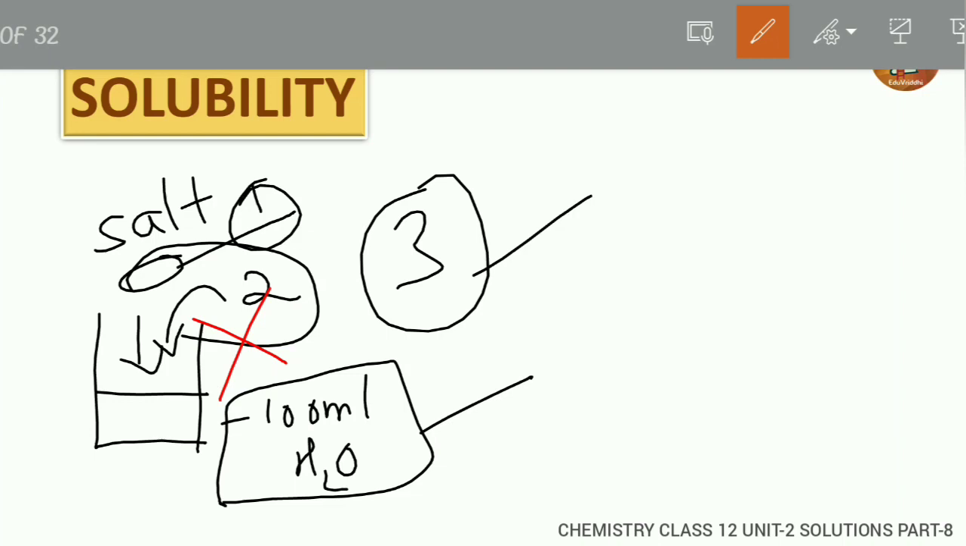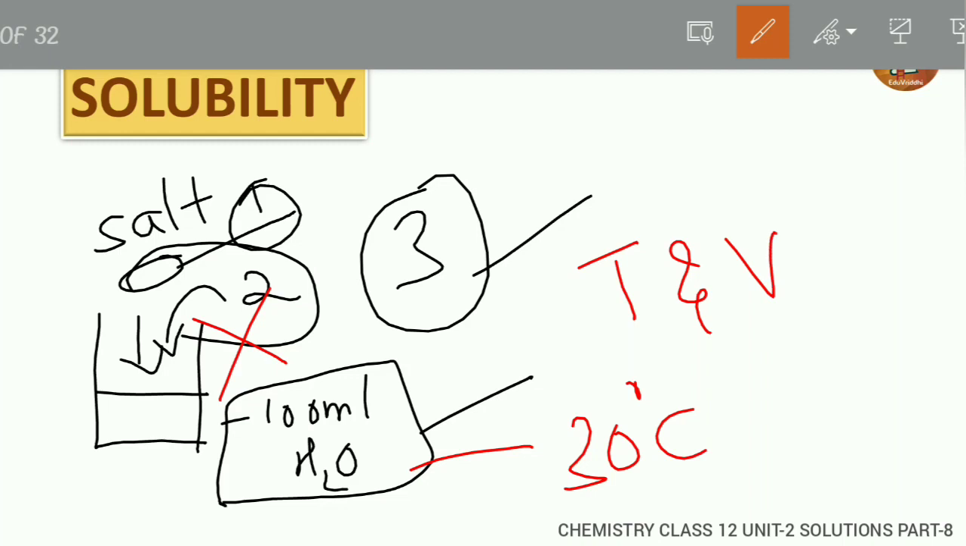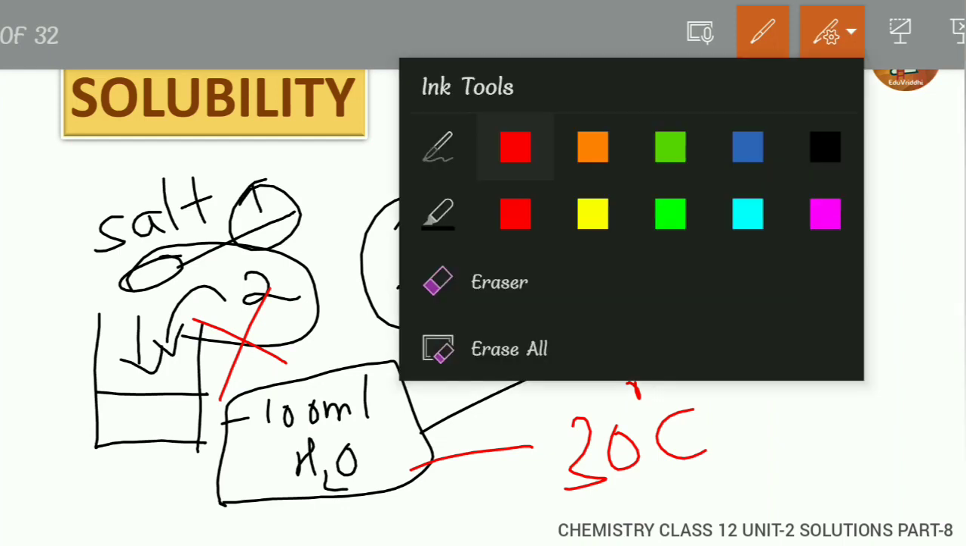And you also imagine that the 100 ml water is at 30 degrees Celsius temperature. The temperature of the solvent is kept constant. Both the temperature and volume are kept constant, and you are going to add more and more salt into this solvent, and you'll see the amount of salt which is going to dissolve in this particular amount of solvent kept at a particular temperature. So here we can understand only 2 spoons of salt can be dissolved in this 100 ml of water, not the third spoon.